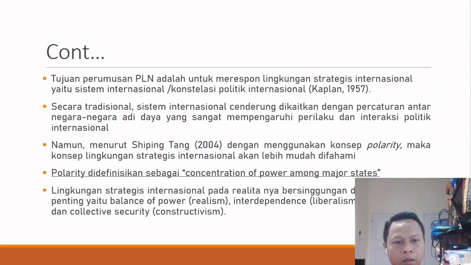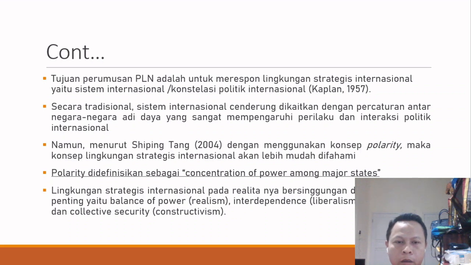For Tang, polarity is defined as the concentration among major powers. Polarity basically concerns how major powers connect with each other. This is the key point: if we understand what kind of polarity exists, we can easily understand the competition among major powers. So polarity means the competition among major powers, depending on how many major powers there are. The group of major powers reflects the polarity system.